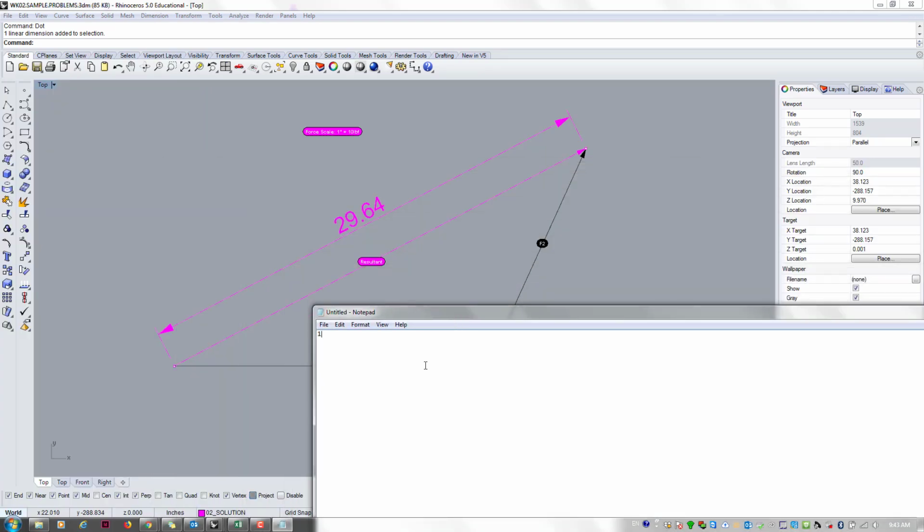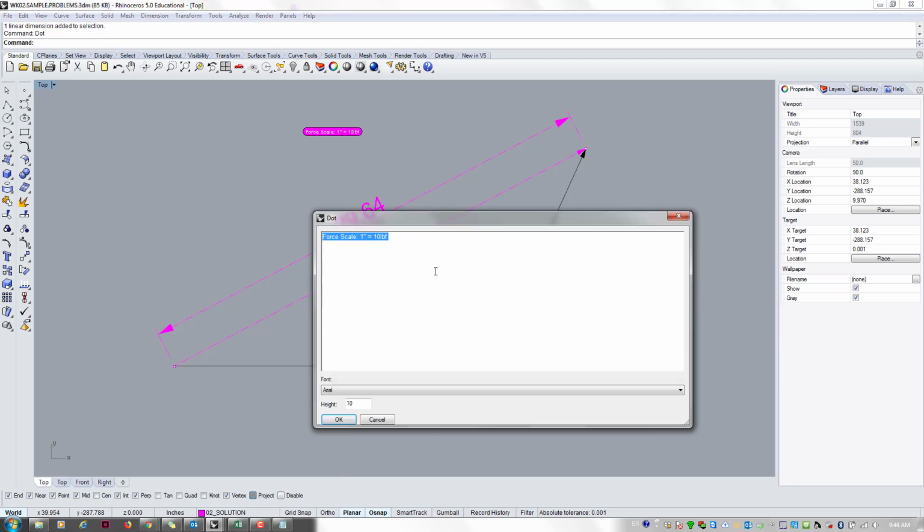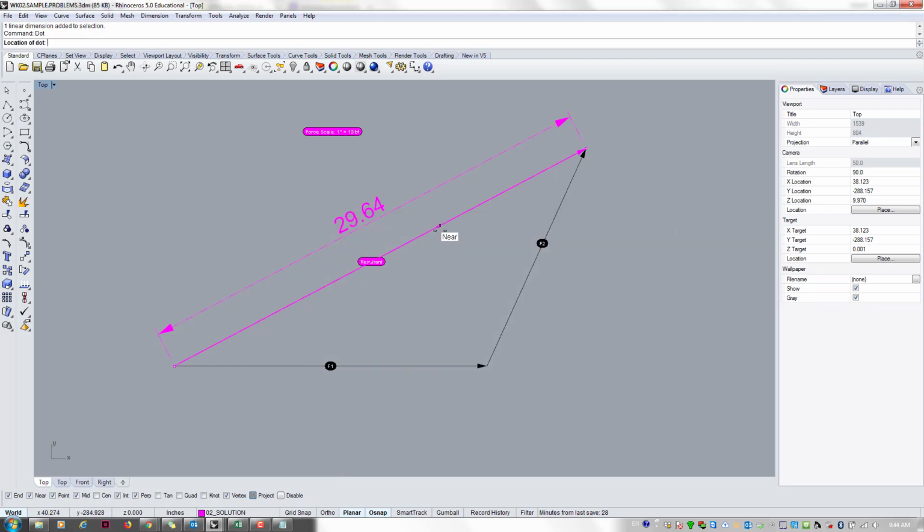If 1 inch equals 10 pound force, then 29.64 inches must be 296.4 pound force. But in the problem, I've asked you to round it to the closest integer, so it would be 296 pound force, and that would be your magnitude. So we have to round it after we did the scale, not before.